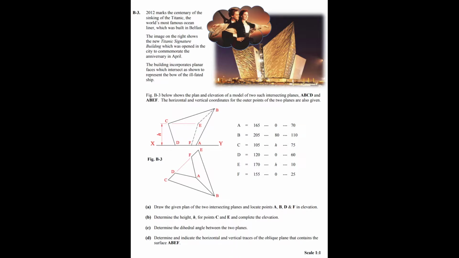So part A of this question is to draw the given plan of the two intersecting planes and locate points A, B, D and F in elevation. Part B is to determine the height h for points C and E and complete the elevation. Part C is to determine the dihedral angle between the two planes, and D is to determine and indicate the horizontal and vertical traces of the oblique plane that contains the surface ABEF.